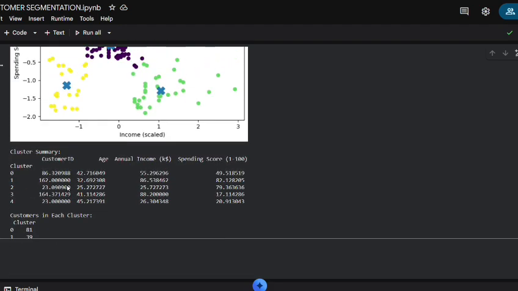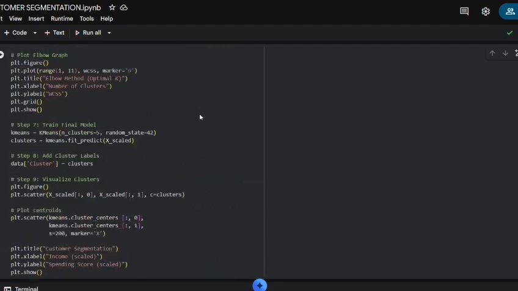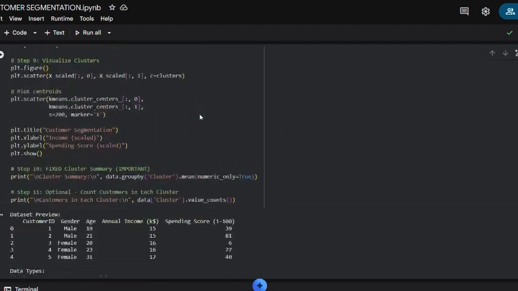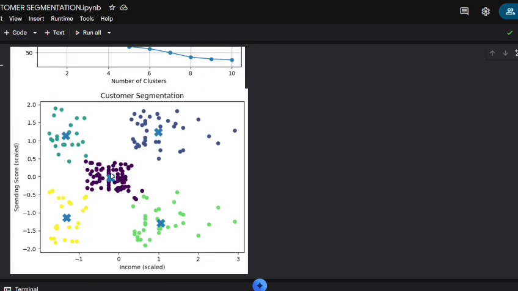In conclusion, this project demonstrates how unsupervised machine learning can be used to discover hidden patterns in customer data. By applying K-means clustering, we can effectively segment customers and provide valuable insights for business growth and strategy. This project not only strengthens our understanding of machine learning concepts, but also shows how these techniques can be applied in real-world scenarios.